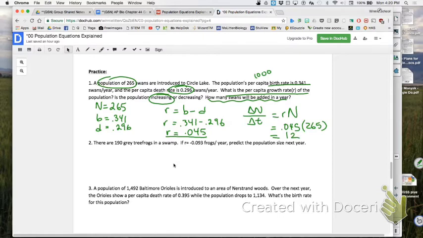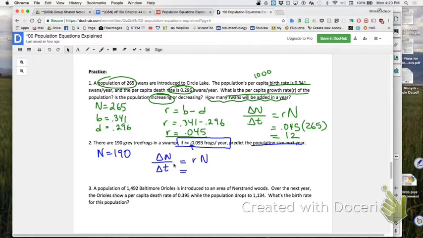Problem number 2, there are 190 gray tree frogs in a swamp. So already you should be thinking to yourself, all right, N equals 190. If R is negative 0.093, but notice there's a negative. So right away in your mind you should be thinking, uh-oh, number of frogs is going to go down, okay? Because it's a negative number. Predict the population size next year. So this is your change in your population over your T, in this case 1 year, is going to be R times N.